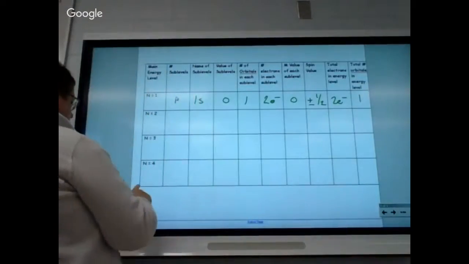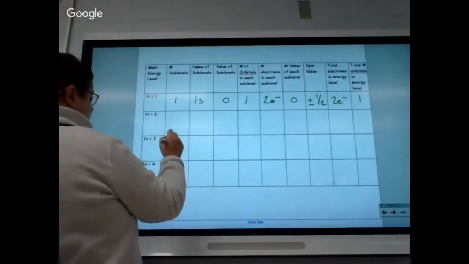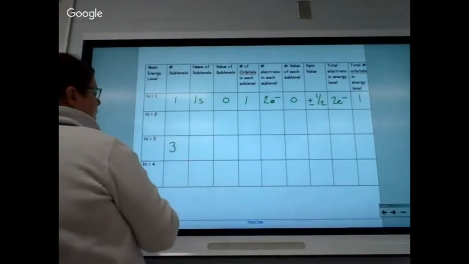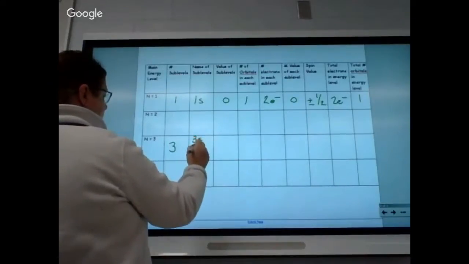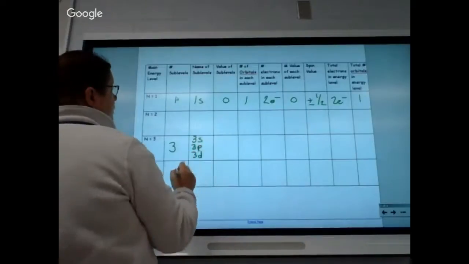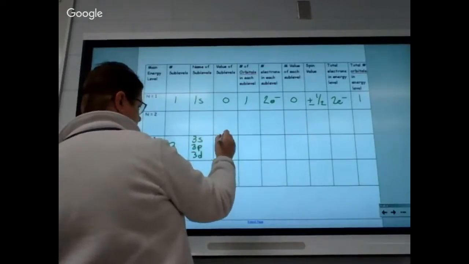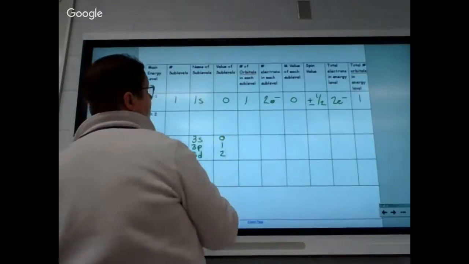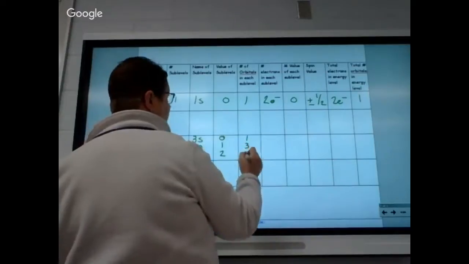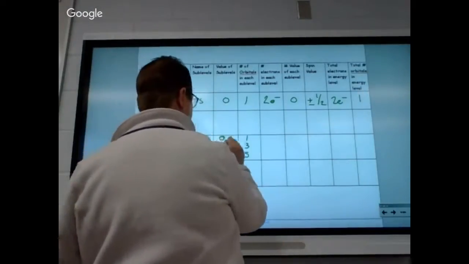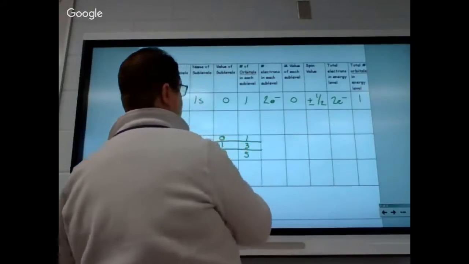So n equals 3. I wish I could make that bigger. All right. Its number of sublevels was 3: 3s, 3p, and 3d. All right, its l value: 0, 1, 2. Yep. All right, the number of orbitals in s: 1. In p: 3. In d: 5. Okay. Now, let's see if I can make that a little easier.